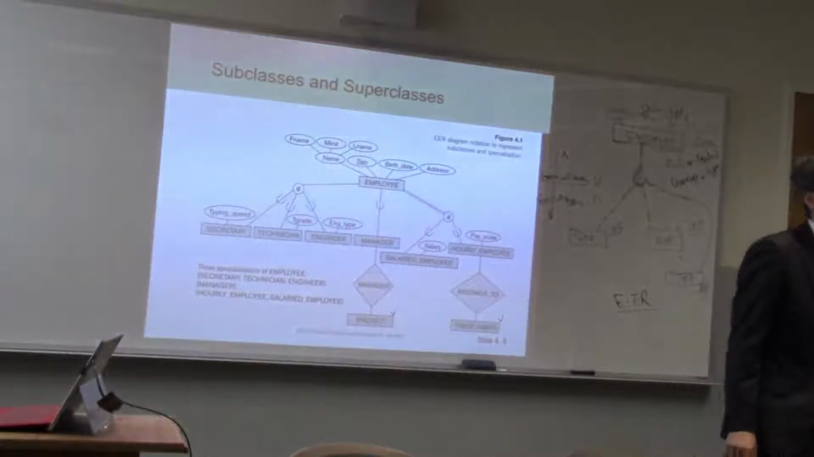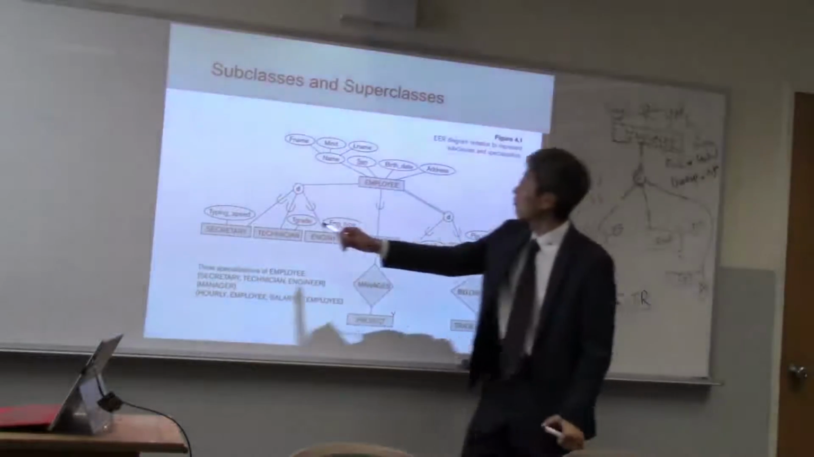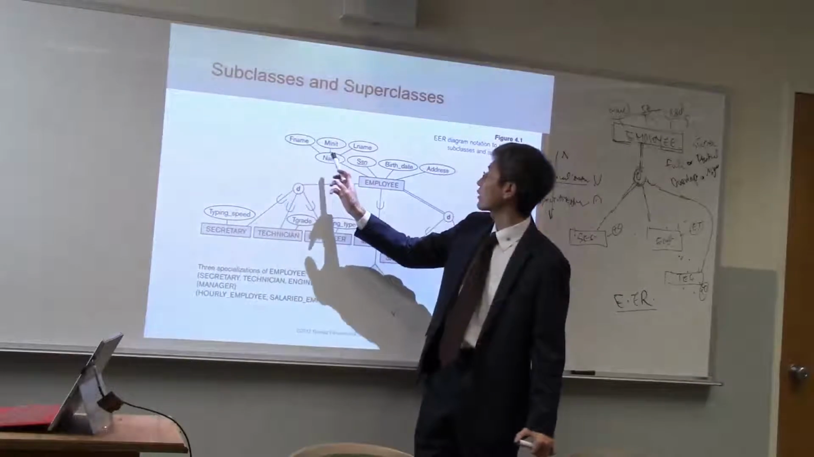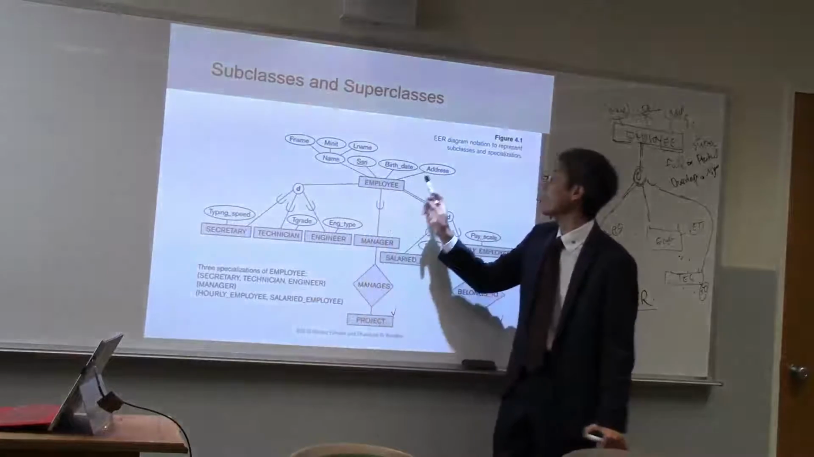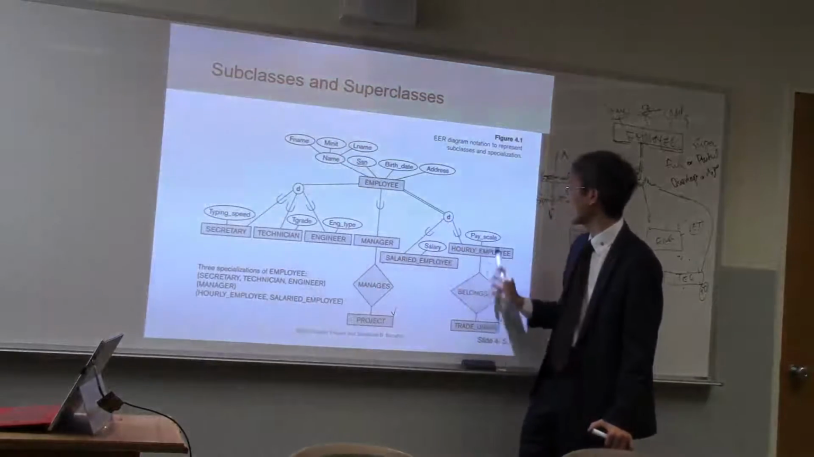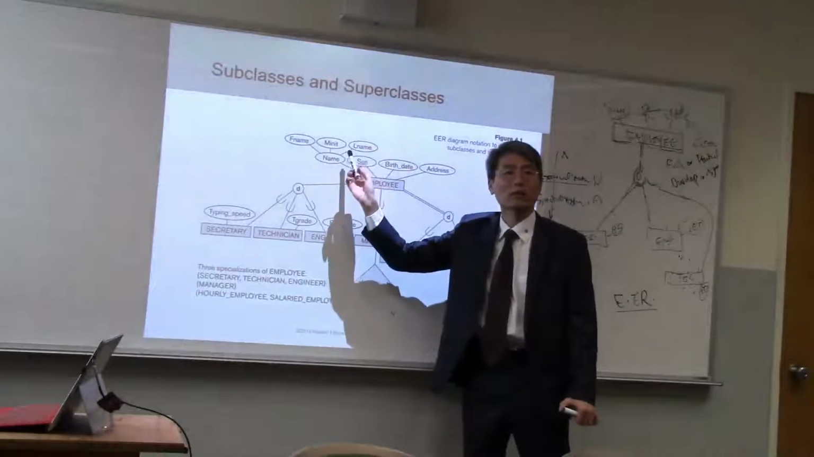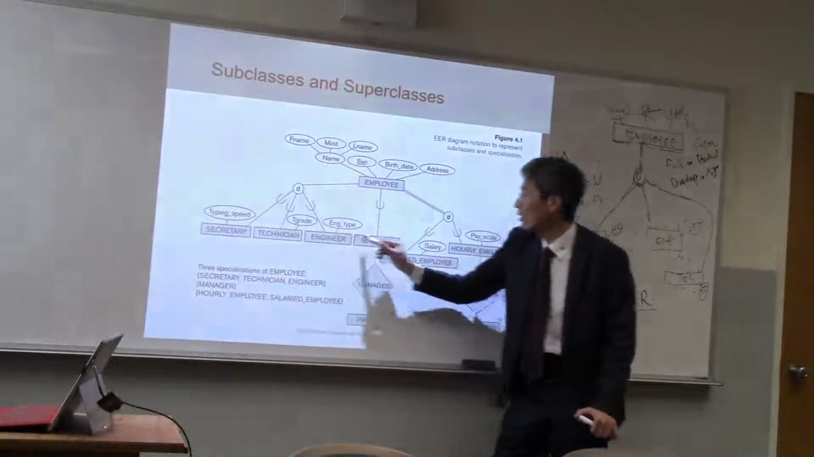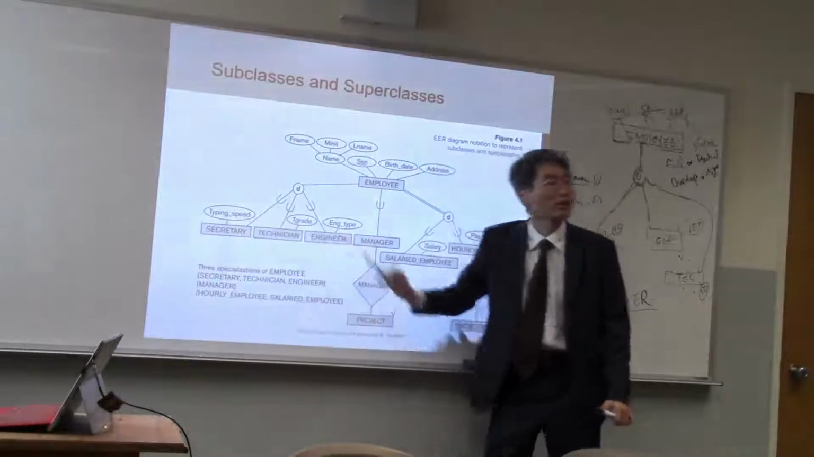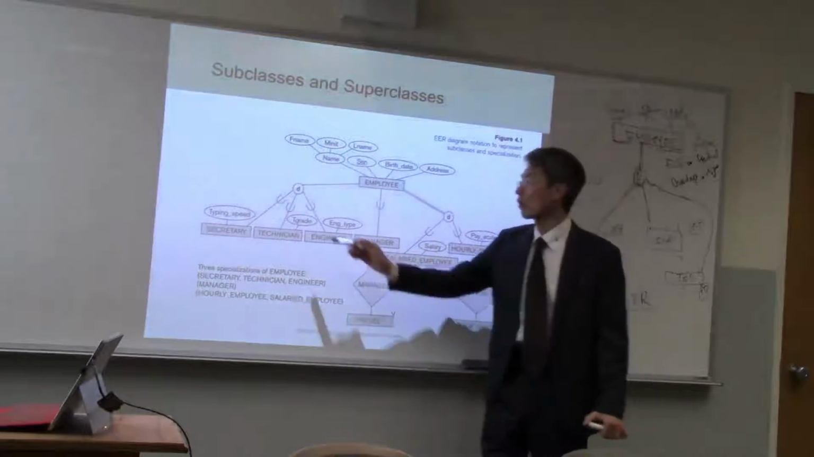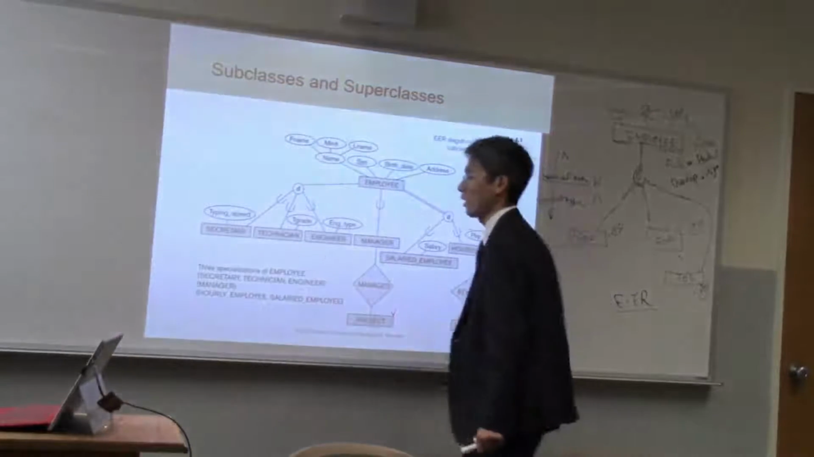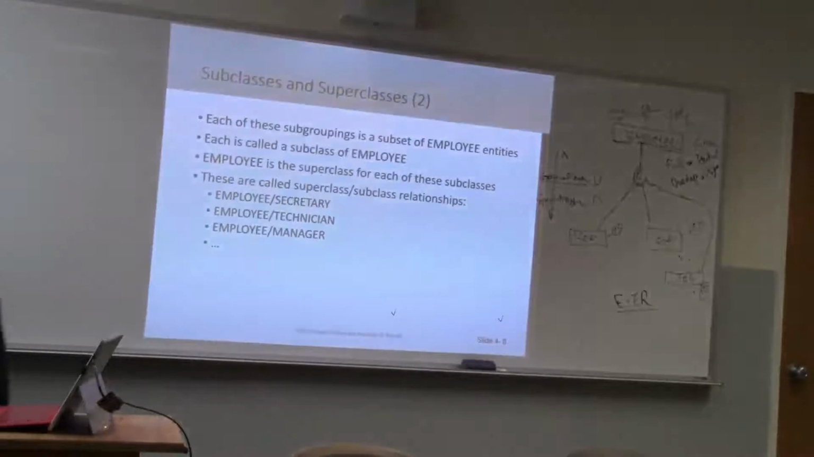Okay? Each subclass. So even though it's not represented, secretary has the name, social security number, birth date, and address. Technician has all this information. Hourly employee, all this information. So even though there is no key attribute here, automatically SSN is a key attribute of the subclasses. That is the super and subclass group.